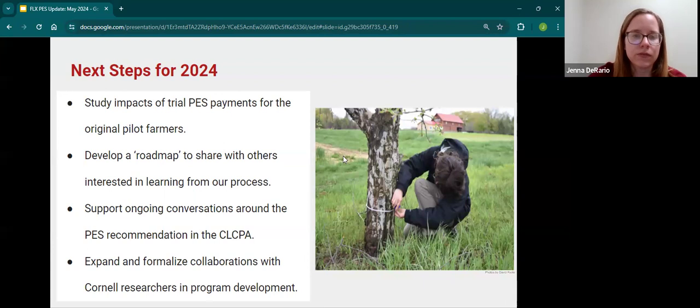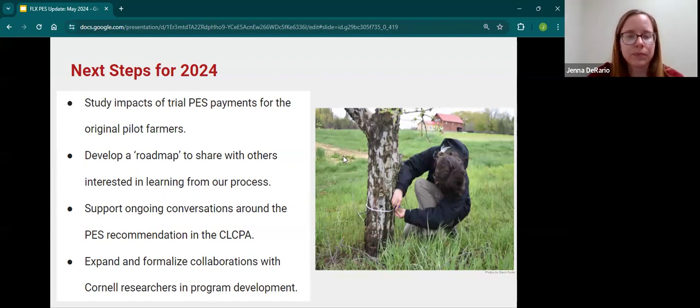We'll also be developing this roadmap that we see as sharing the process that we've gone through, which has been a very grassroots, local level initiative, sharing that out so that if there are other regions that are interested in going through the same process, they can follow some recommendations of what might work for their region and be able to make it a little more context specific for them.